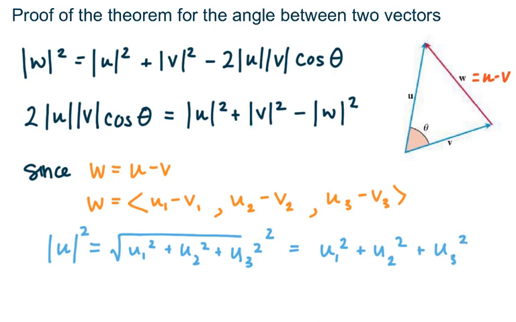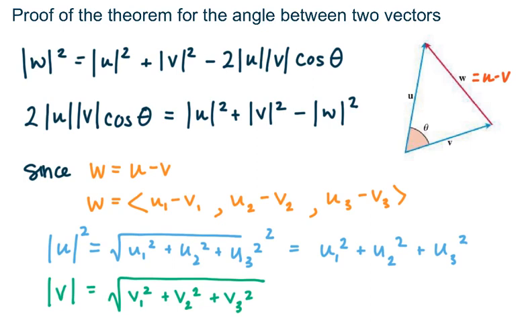I can do the same for V. So the magnitude of V is the square root of the sum of each of the components squared: V sub 1 squared plus V sub 2 squared plus V sub 3 squared. And again, because I have the magnitude of V squared, I'm going to develop that by squaring the left and the right. And of course, the square root and the square cancel. So the magnitude of the vector V squared is V sub 1 squared plus V sub 2 squared plus V sub 3 squared.